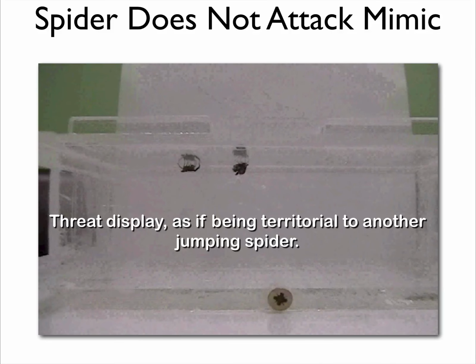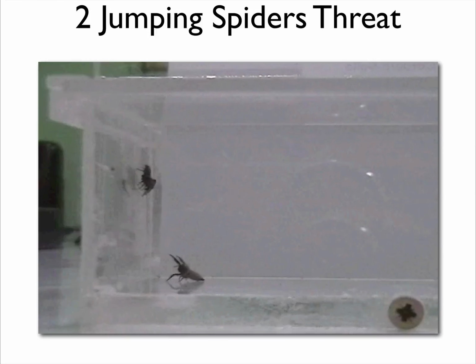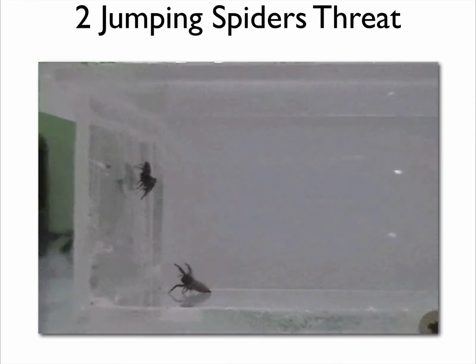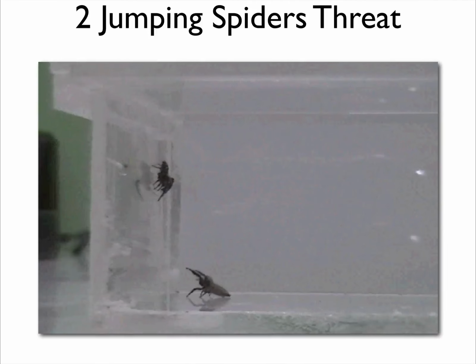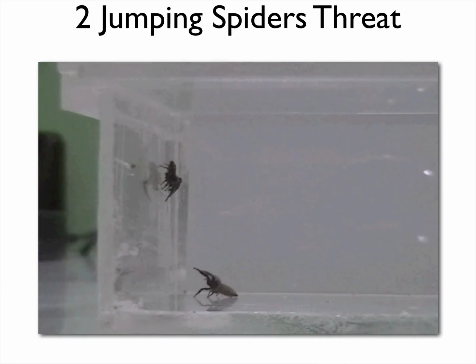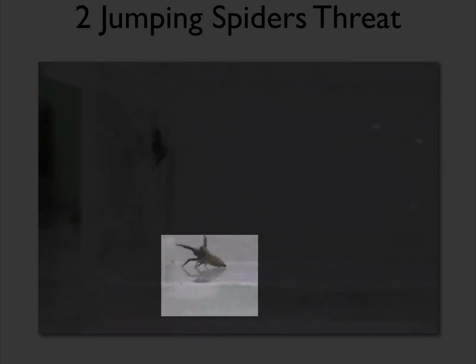Continues to threaten it. And just to show you that I'm not lying, I never lie. Here we have on the bottom a jumping spider threatening an intruder. That's another jumping spider up on the wall of the cage. So the territory holder, that jumping spider down below, is doing that threat display.